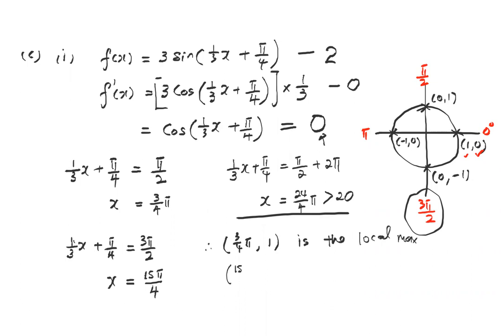15 pi over 4 and -5 is the local mean. And in this case, it is also the global, if you refer back to the graph. So you see how I work on that? This is very important. You get me? Okay, so I'm going to go to the second part.